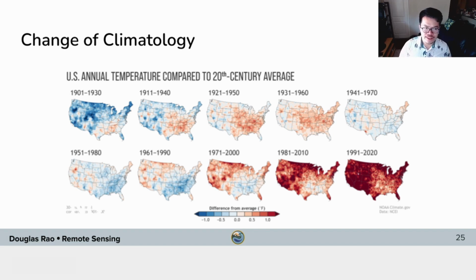NOAA produces 30-year climate normal for the nation every 10 years using station observations. This long-term record also shows that the mean state of climate has changed significantly across the continental United States. The most recent 30-year climate normal from 1991 to 2020 is significantly warmer than the beginning of the century. This is very strong evidence of climate change for the nation. This pattern is also observed in other areas of the world. Satellite data is also now being considered to calculate climatology, with a growing time series and availability of satellite data.